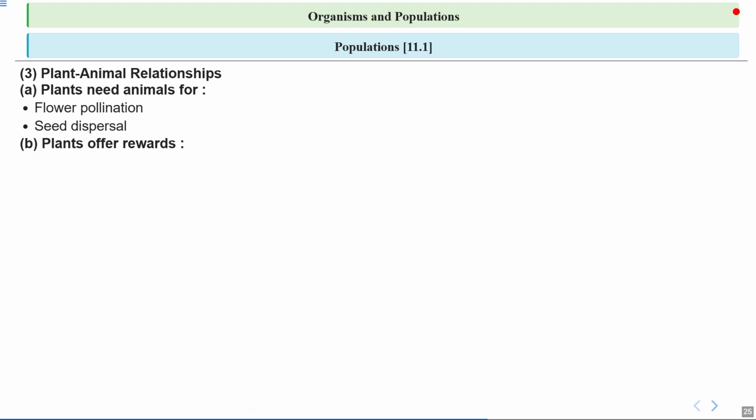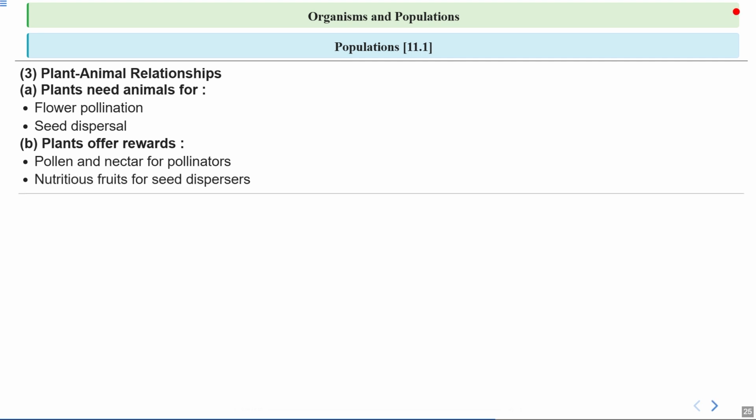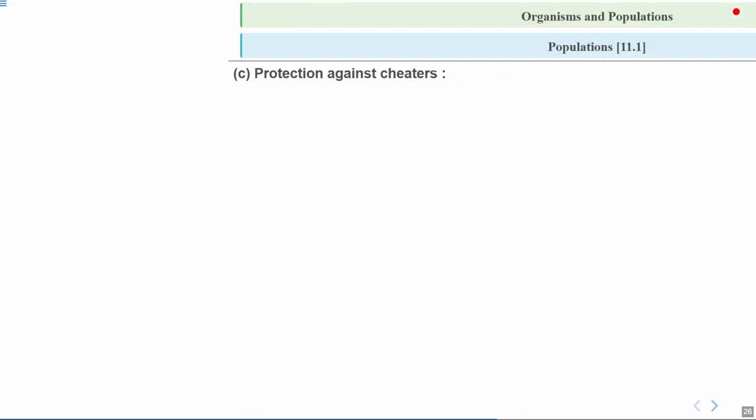Now usually the plants offer rewards to these animals. Plants provide pollen. Some pollen is edible, and they also provide nectar to pollinators such as bees. So bees and hummingbirds come for this pollen and the nectar. And in this process they pollinate the plant as well. So both are getting benefited here. And then they are nutritious food for the seed dispersers as well.